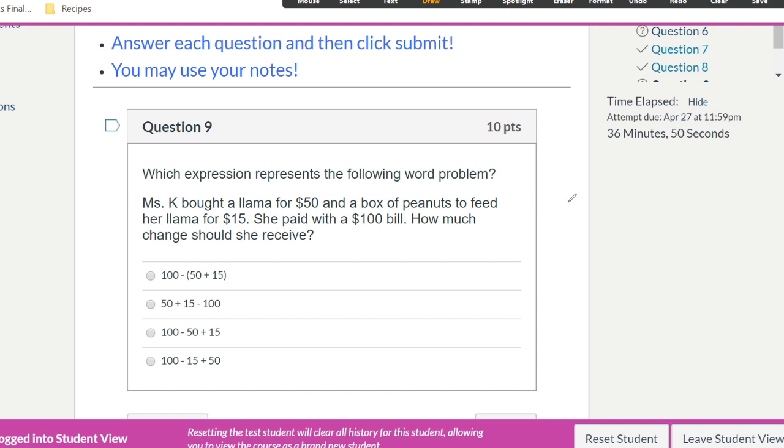So I know that I need to find out the total of what she spent, which is going to be 50 plus 15. And she used a $100 bill to pay for all that. So I know I have to take that total away from the 100. Remember, when it says take away from, you need to really think about where that taking away part is going. So I know this is going to be 100 minus (50 plus 15). I can see that this very first answer choice is the same thing that I just wrote.